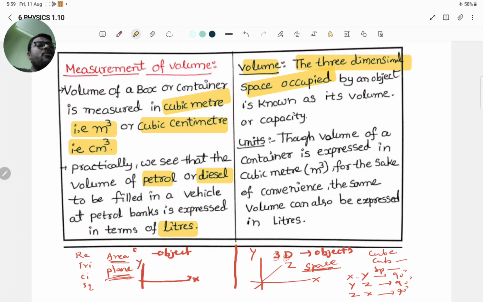Units. Although the volume of a container is expressed in meter cube, for the sake of convenience the same volume can be expressed in liters also. For our convenience we express different types of units to measure volumes. Generally the SI unit we use is the meter cube or cubic meter to measure volume. When we measure the volume of a liquid, in that situation we generally use liters and milliliters. So these types of units belong to volume.